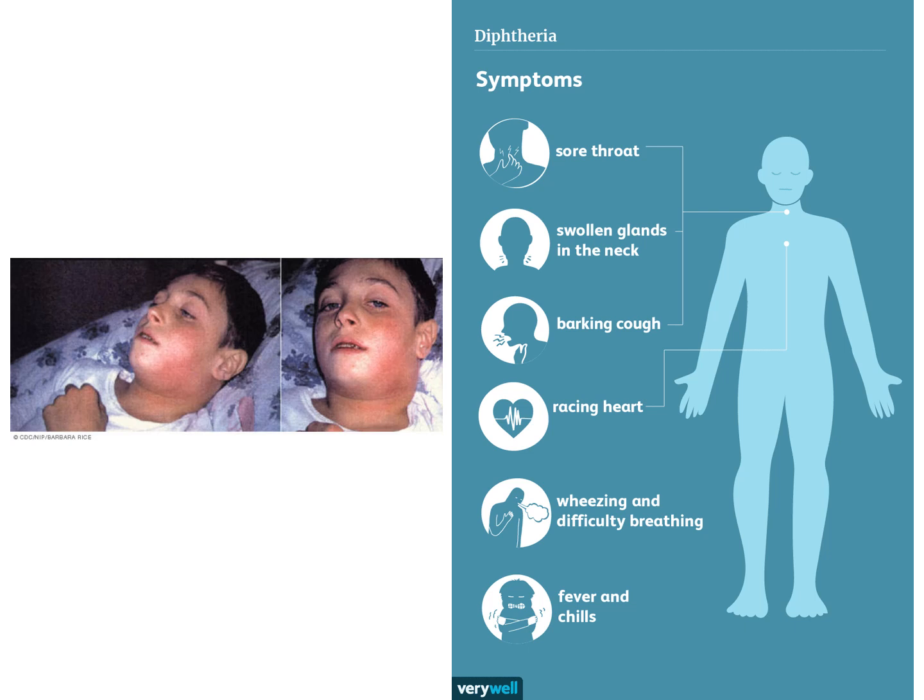Some of you are wondering, well, what are the symptoms? I might gamble and not vaccinate my kid. Not everybody gets it. You're only talking about 500,000 people might get it, or 1,100 people. But do you want your kid to have these symptoms? Sore throat, swollen glands in the neck, barking cough, racing heart, wheezing, difficult breathing, chills, and fever. This image of this little boy was posted on the Mayo Clinic. He looks very miserable to me. Probably should have been vaccinated.